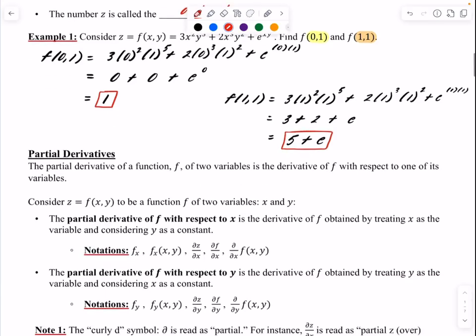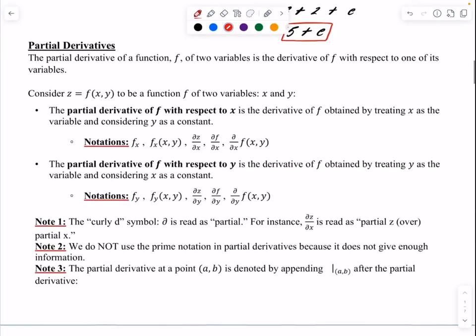Now, let's move on to partial derivatives. The partial derivative of a function f of two variables is the derivative of f with respect to one of its variables. So let's again consider this function z equals f of x, y to be a function in two variables, x and y. If we want to do the partial derivative of f with respect to x, we take the derivative of our function f, obtained by treating x as the variable and considering y as a constant.